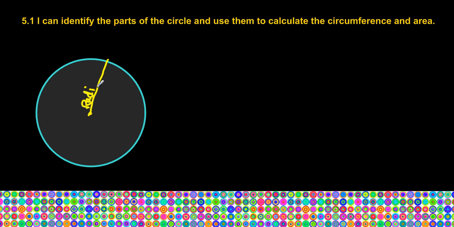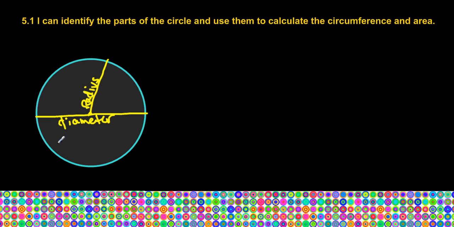First of all, if I have a circle and a center point, and I have a line that goes from the center out to the rim of the circle, right to the edge, this kind of line would be called a radius of the circle. If I have a line that goes from one side of the circle all the way through the center to the other side, that is called a diameter.